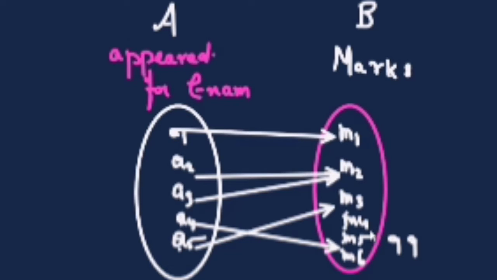The marks are from 0 to 100. Some marks will be without any student. Suppose you take 0, nobody would have got 0, isn't it? So maybe 10, nobody would have got 10. So this relation is a function.